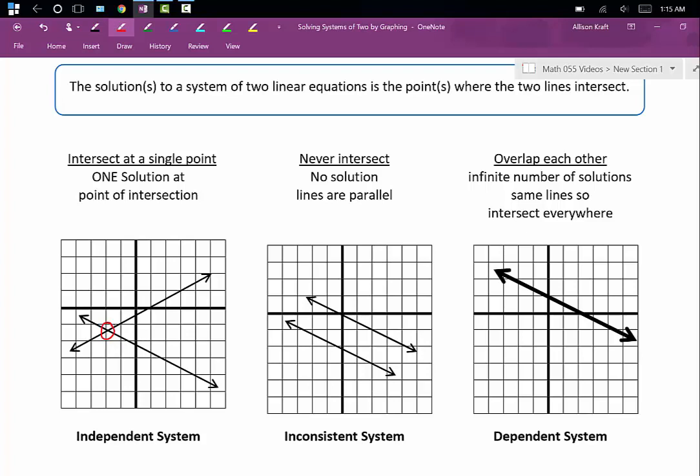If the lines never intersect, and we know the solution to a system is the point where they do intersect, if they never intersect, then there's going to be no solution. These lines are parallel to each other. And the last case is when the two lines totally overlap each other. These lines are going to intersect over and over and over again. In fact, there will be an infinite number of solutions.